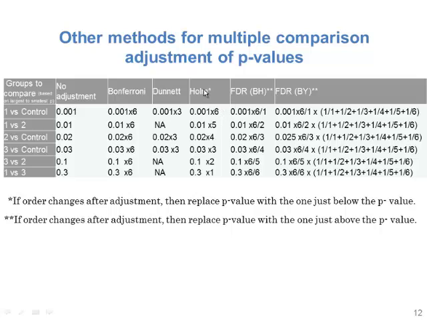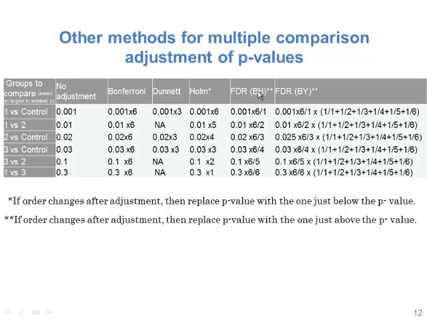Let's contrast this with two other methods, which are methods of false discovery rate adjustment. I will explain what a false discovery rate is in the following slide. The first method is the BH method, called the Benjamini-Hochberg method. The second FDR method is called the Benjamini-Yekutieli method.